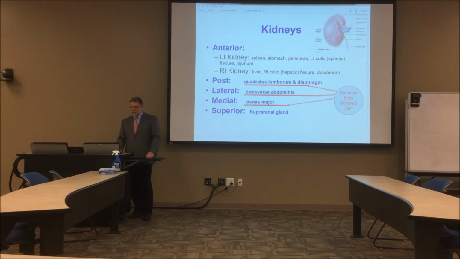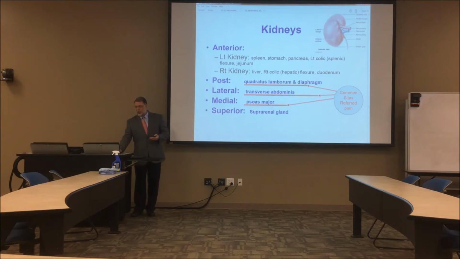part of what you're going to see from a kidney standpoint are some structures. For the left kidney, you're going to have the spleen in front of you, the stomach, pancreas, the left colic flexure, jejunum. The right kidney is going to have in front of it the liver, the right colic flexure, duodenum. Posterior, you're going to have specific structures like the quadratus lumborum and diaphragm. Laterally, the transversus abdominis. Medially, the psoas major, and superior, the suprarenal gland.